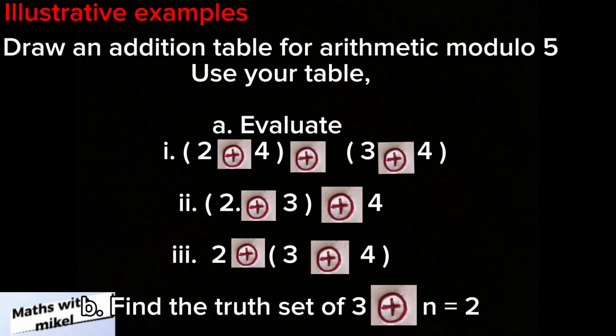So let's take an illustrative example. Draw an addition table for arithmetic mod 5 and use the table to evaluate: 2 plus 4 plus 3 plus 4, 2 plus 3 plus 4, and 2 plus into bracket 3 plus 4. We are also asked to use the table to find the truth set of 3 plus n is equal to 2.